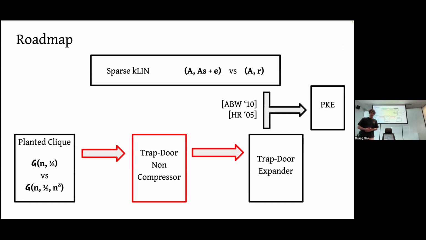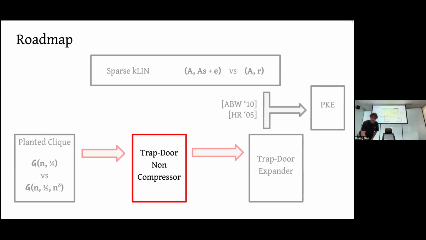Returning to our roadmap, we can see that using the work of ABW and Polenstein and Renner, we can combine trapdoor expanders with sparse k-LIN to get public encryption. So the main technical contribution of our paper is to exactly show how to go from the planted clique conjecture to the existence of trapdoor expanders. For this, we'll leverage an intermediate object, which we call trapdoor non-compressors.